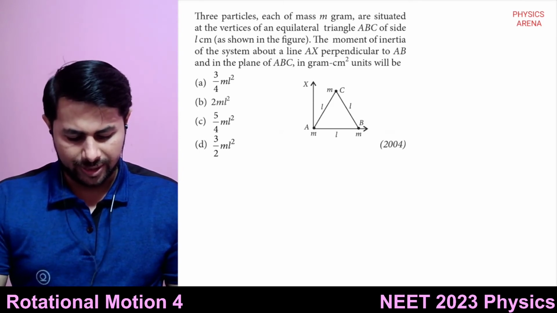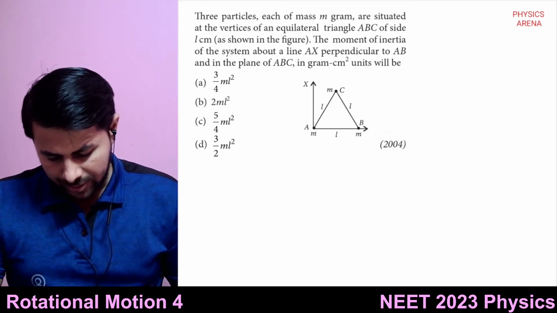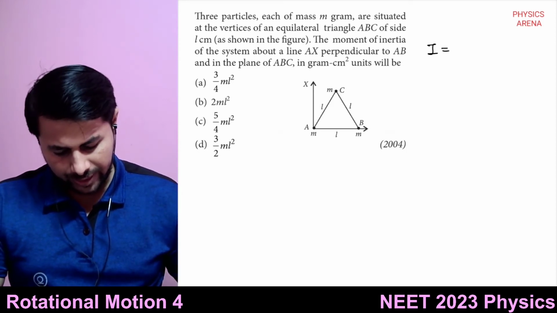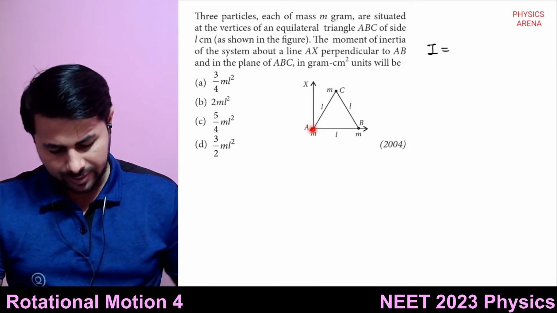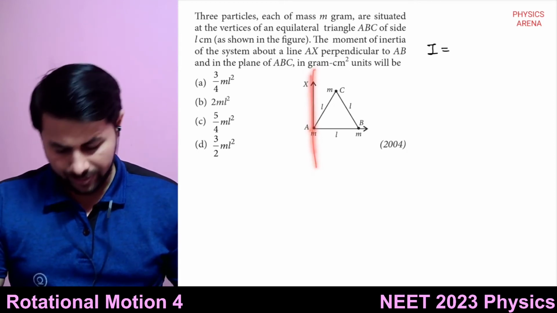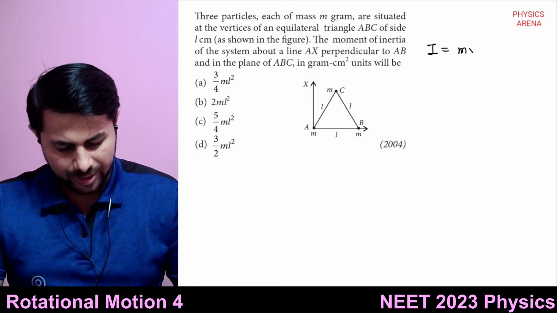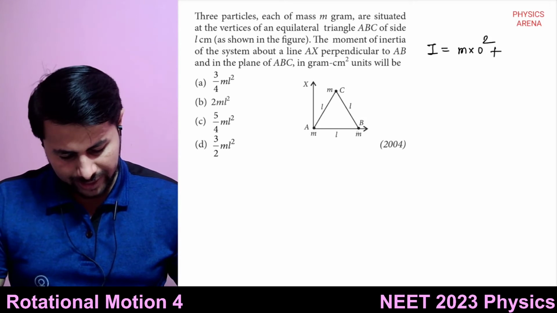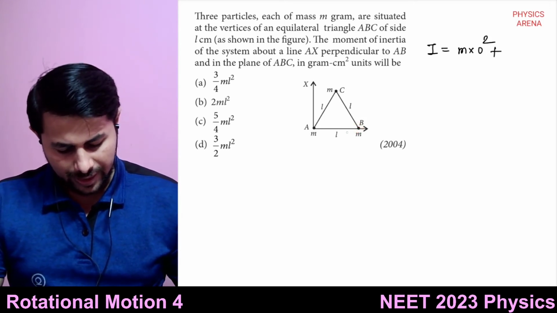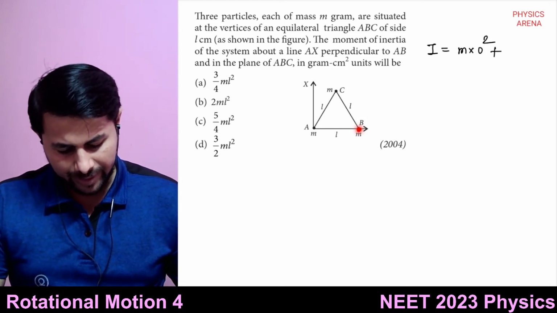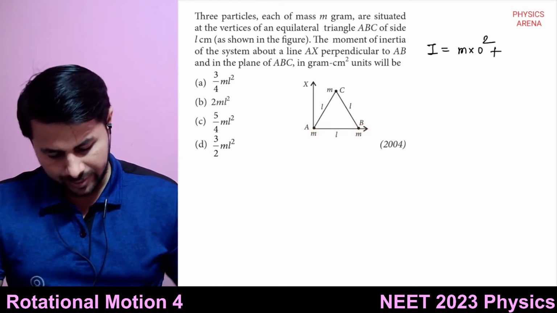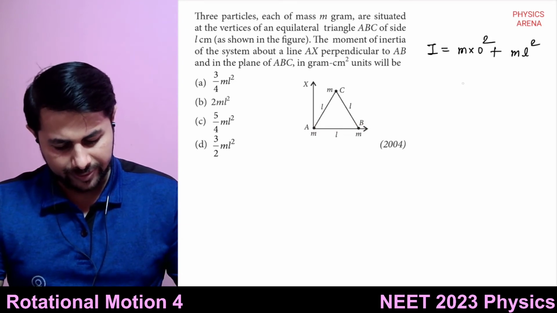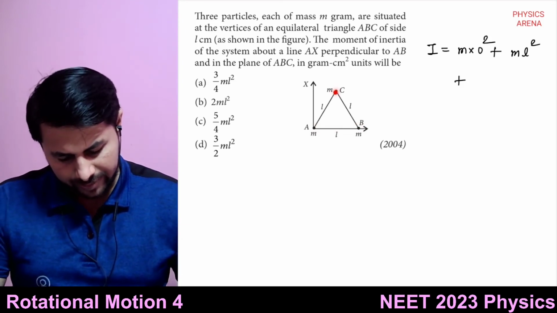Very simple and straightforward, right? So how much will be the moment of inertia? I equals, for this mass, it is on the axis itself, so m multiplied by 0 square. For this mass, it is m multiplied by L square, since the length is L. So m L square plus, for this mass.